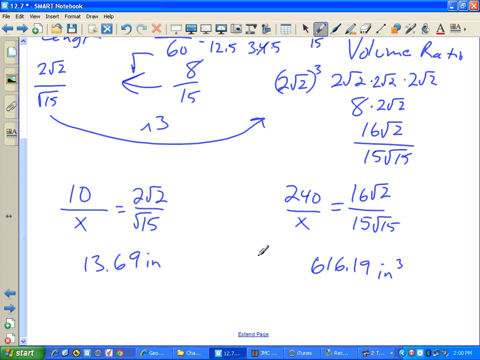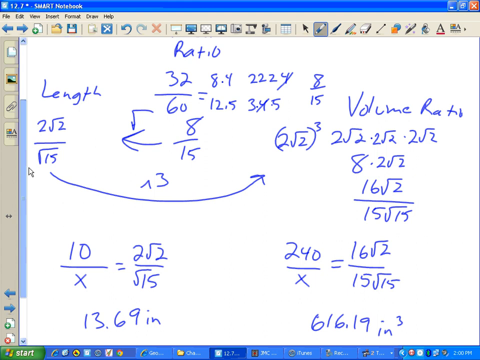Okay, so it's still just an extension: setting up proportions, which is what we did in chapter 8, and cubing or squaring our length ratio to get our area or volume ratio, which is what we did in chapter 11. So bringing it together.